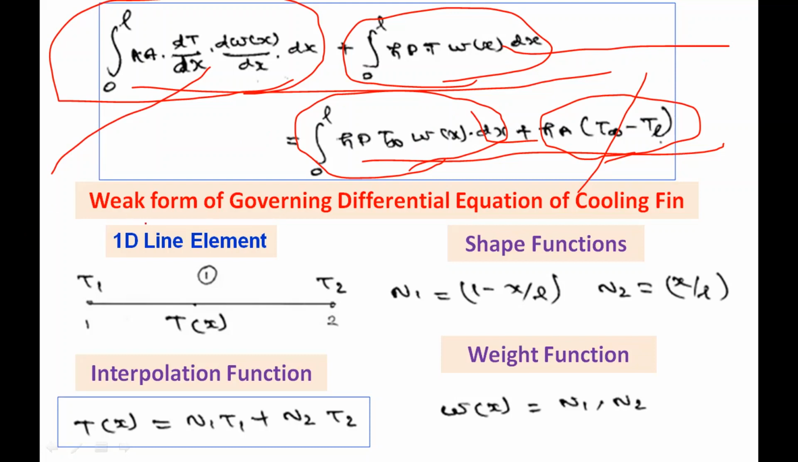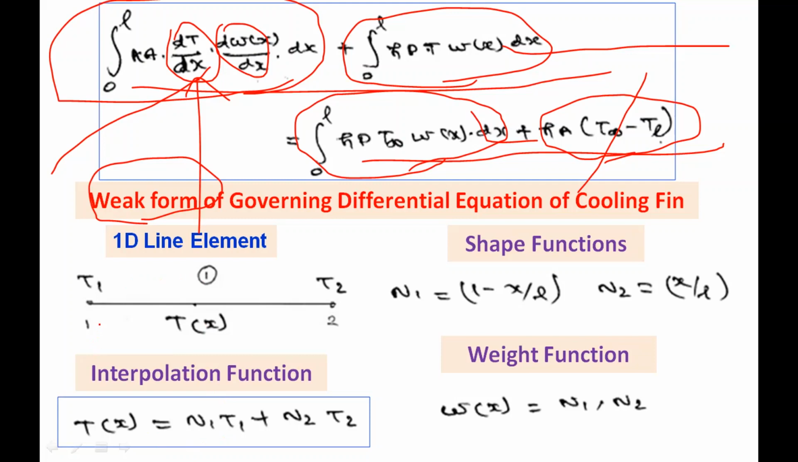This is the weak form of the governing differential equation. Why weak form? Because the order of differentiation is reduced by half. So here we have only first order differentiation, dT/dx and dw/dx. Now we can apply the finite element one dimensional line element for solving this problem. In case of one dimensional line element, already we discussed the characteristics of one dimensional line element in earlier videos.